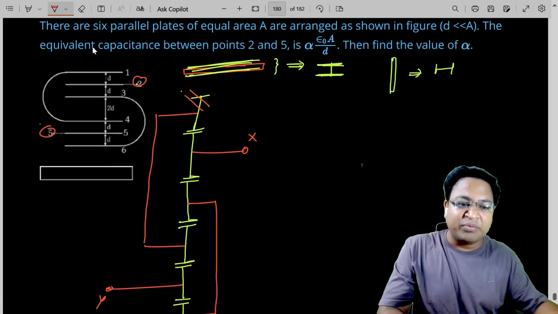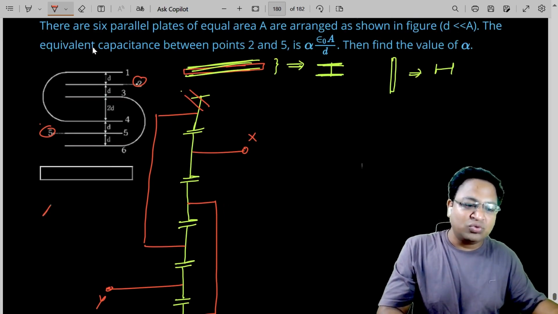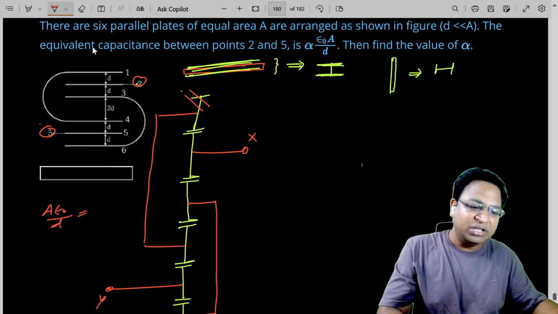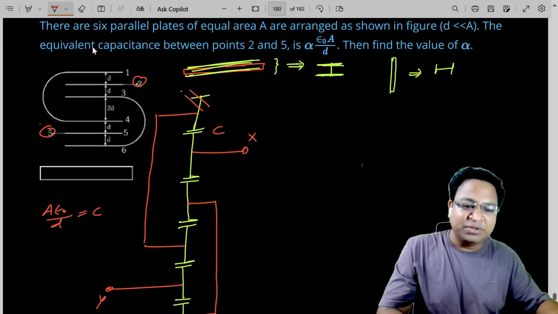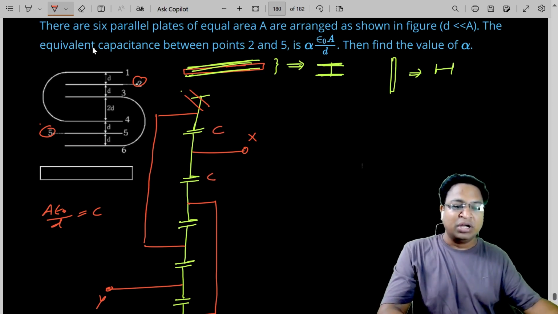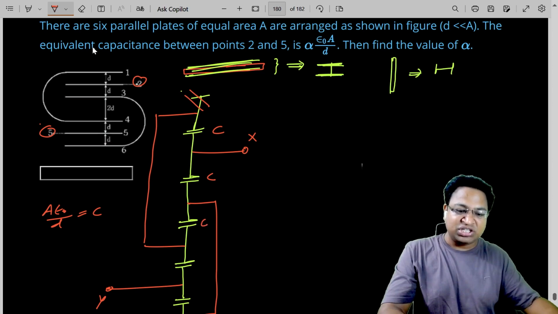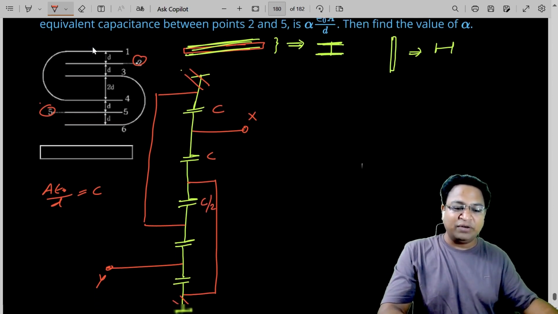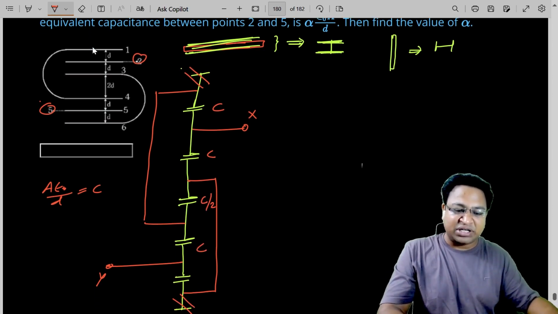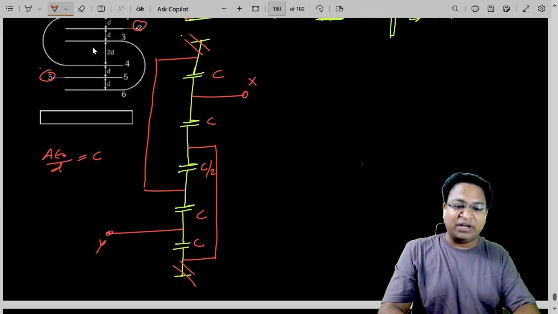This capacitor is formed between 1 and 3. So if I choose A epsilon naught by d as C, this will be C. Between second and third will also be C. Between third and fourth, the distance is 2d, so this is actually C by 2. Between 4 and 5, that is again C, and between 5 and 6, that is again C. All right, so these are the values of the capacitance.